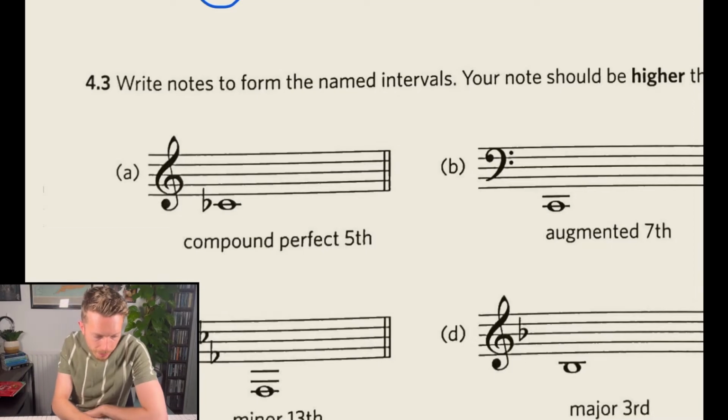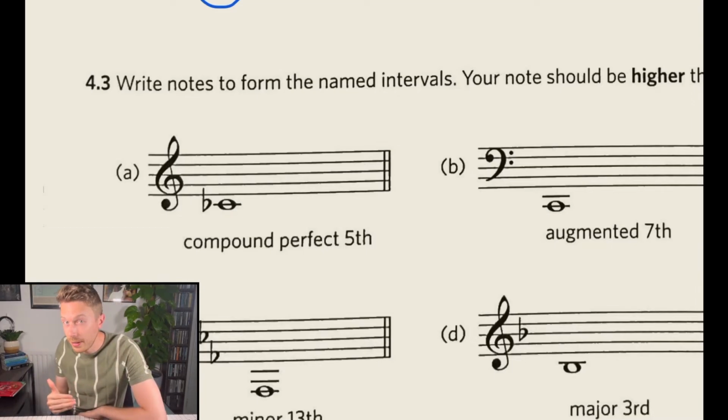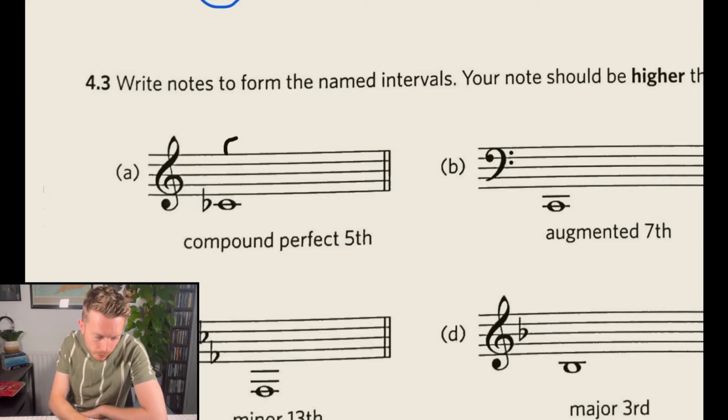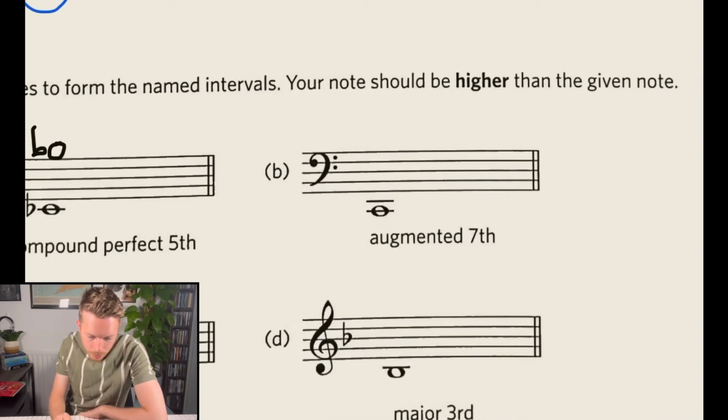Compound perfect fifth. Okay, we've got a C flat. To make it easier, let's just put it up a semitone. So a C to a G would be a perfect fifth. So that means a C flat to a G flat would be a perfect fifth as well, because you're still going down a semitone, and it would be up here because it's compound. Next one.